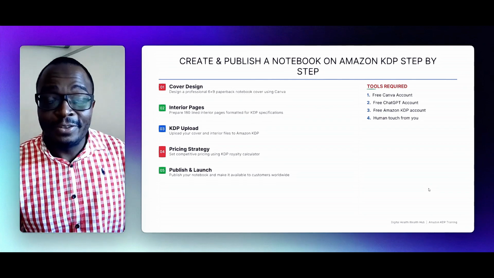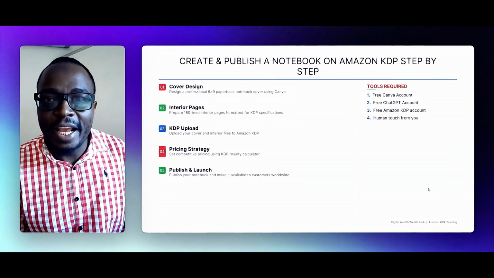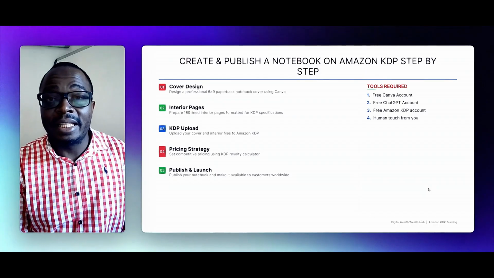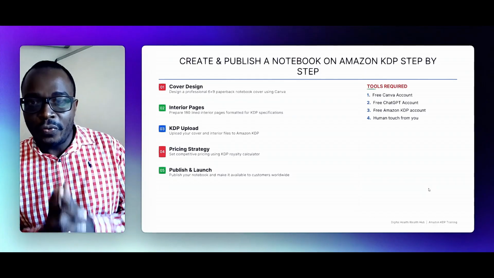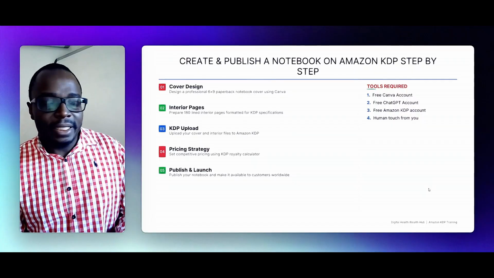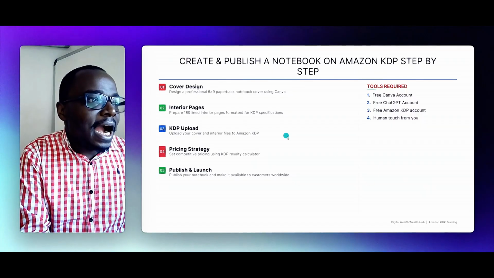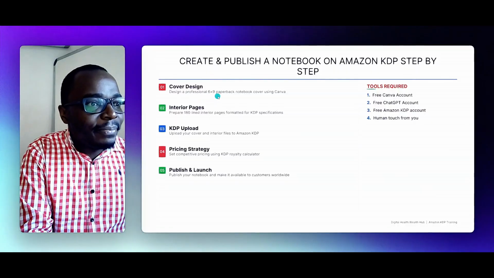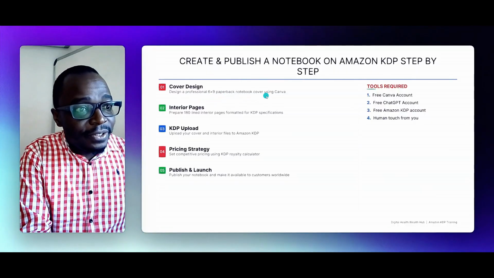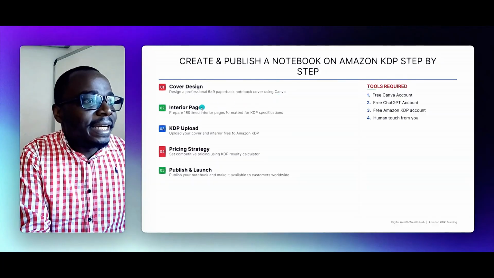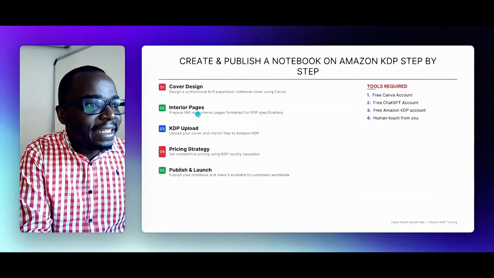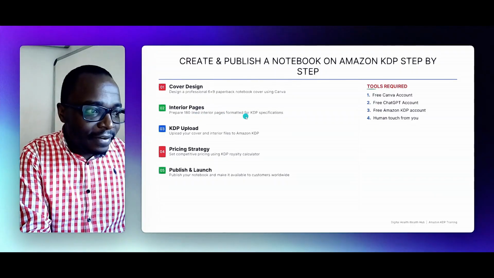Hello guys, today we are going to learn how to create and publish a notebook on Amazon KDP step by step. So first things first, to do that we shall have to design our cover. We shall design a professional 6x9 paperback notebook cover using Canva. Then we shall create the interior pages. That will be 180 lined interior pages that are well formatted.